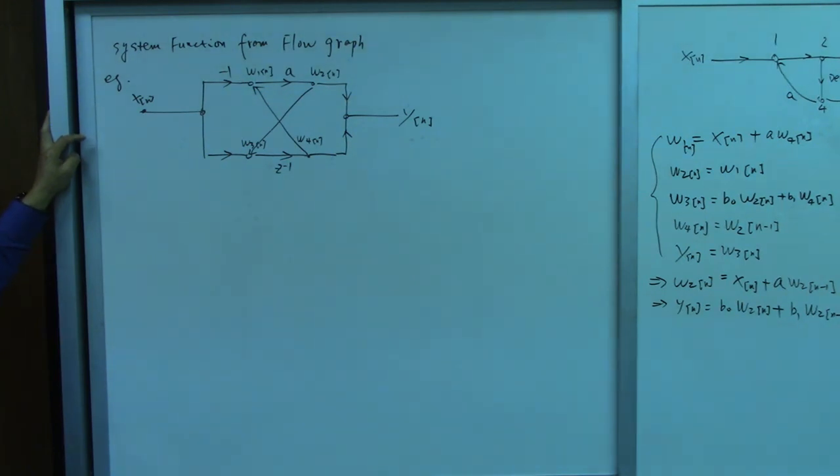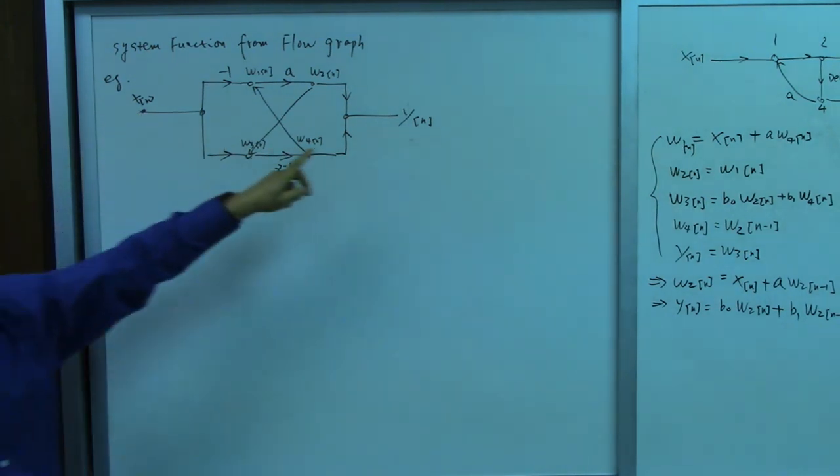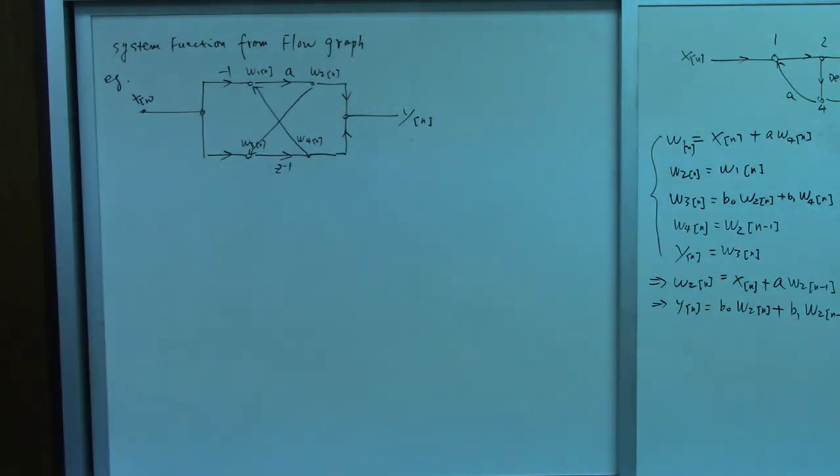What I want is the system function, which means the Z transform of the impulse response, or the relationship between X(z) and Y(z). Okay, we just follow those steps. Find the relationship between all of them, write out the equations, then eliminate the internal values, then we have only x and y left.